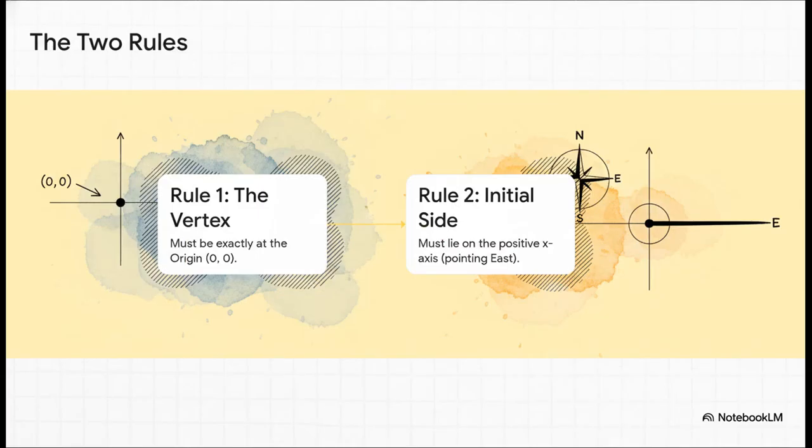And seriously, these rules couldn't be any simpler. There are just two of them. First up, the vertex, the corner of the angle, has to be locked right at the origin, point (0, 0). Can't move. And second, the starting arm of our angle, which has a fancy name, the initial side, always lies flat along the positive x-axis. So it's pointing east. That's it. That's our starting line every single time.